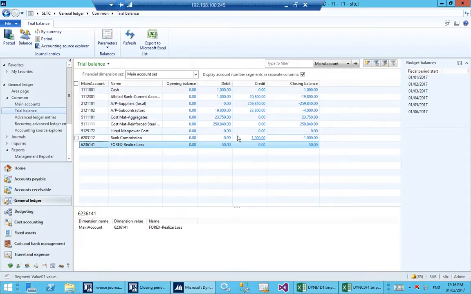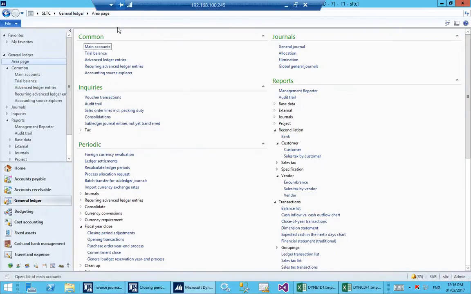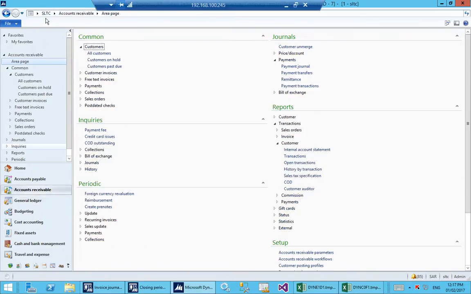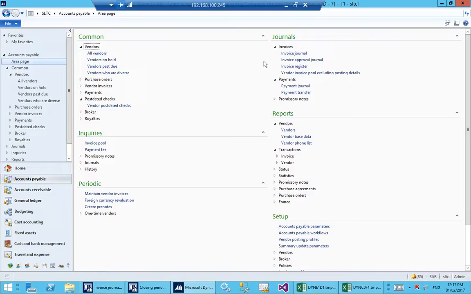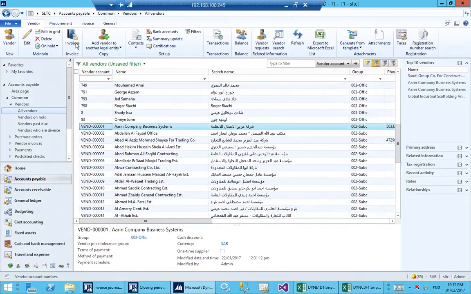Where was the invoice? Invoice was also in California compound. So cost has gone to California compound. Let's see the invoice. Accounts payable, or you can go to the vendor itself also. Vendor invoice.